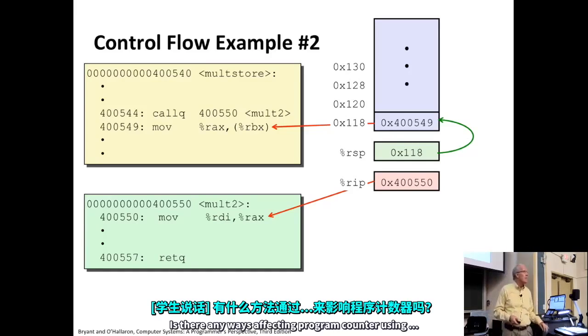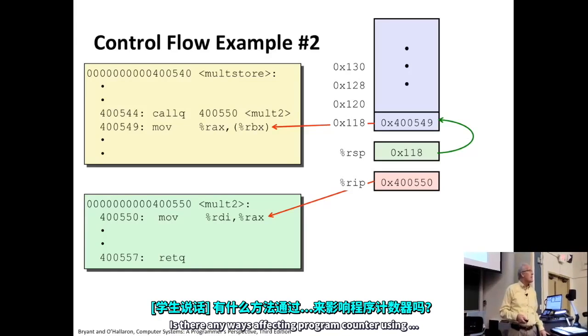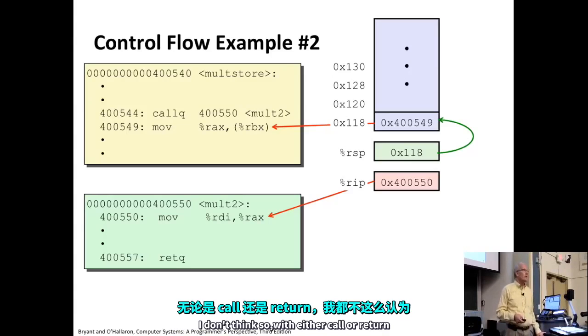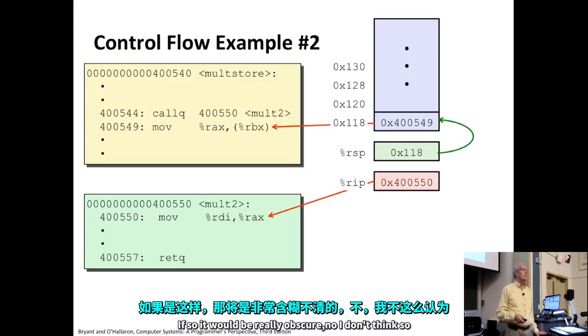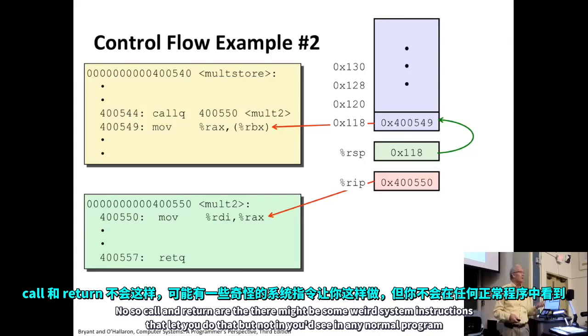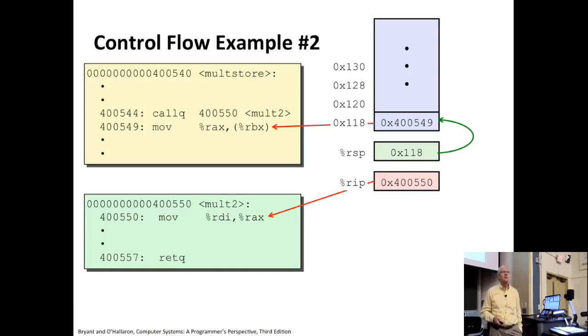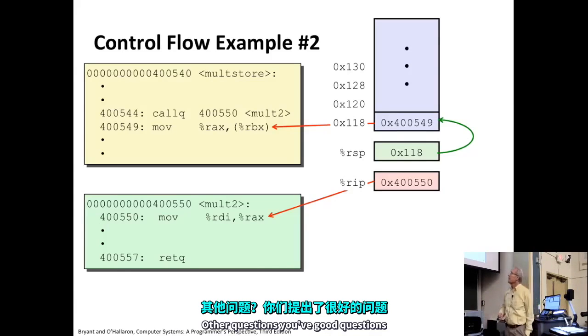Question? Is there anything that's affecting the program counter without using call or return? I don't think so. If so, it would be really obscure. No, I don't think so. There might be some weird system instructions that let you do that, but you'd not see that in any normal program. Other questions? These are good questions.